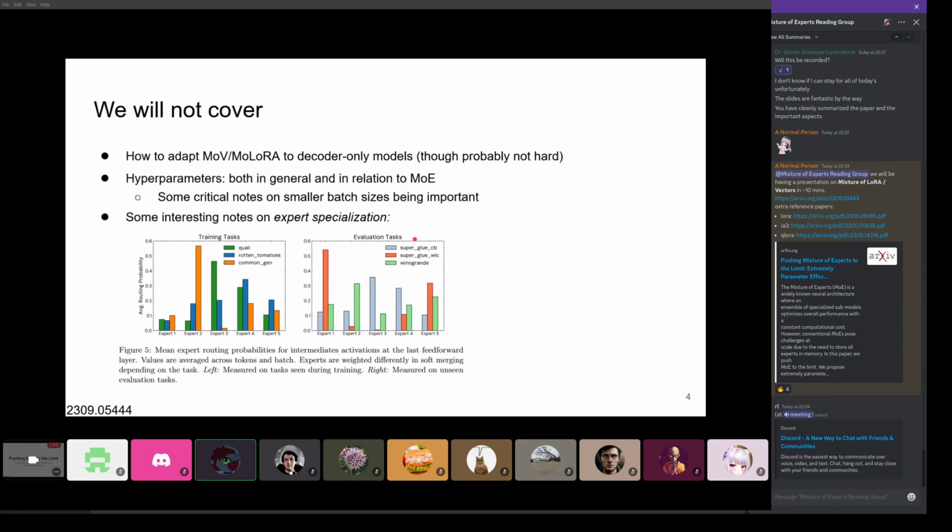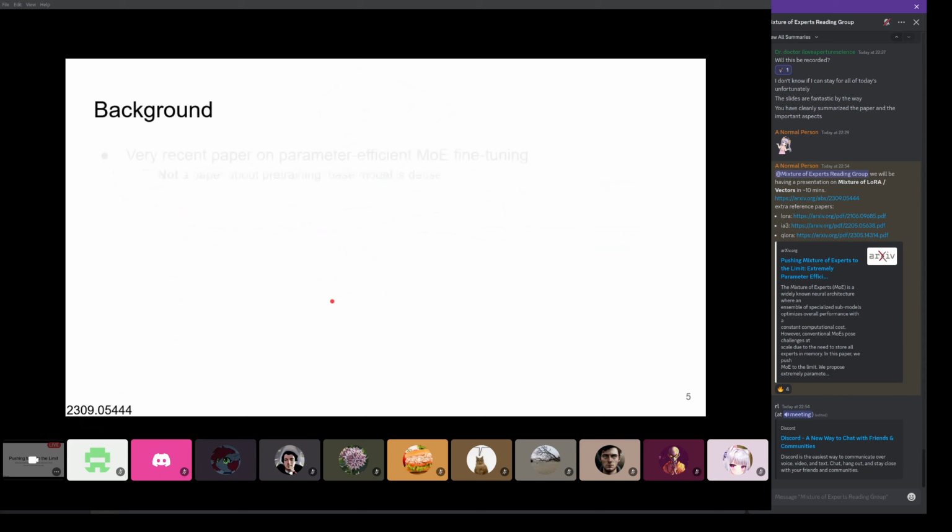I'm also going to overlook some interesting notes on expert specialization, where they look at the routing probabilities for each of the individual experts, and they show that some of their experts perform much, much better on certain tasks than others, which is interesting, but is not what I'm going to cover.